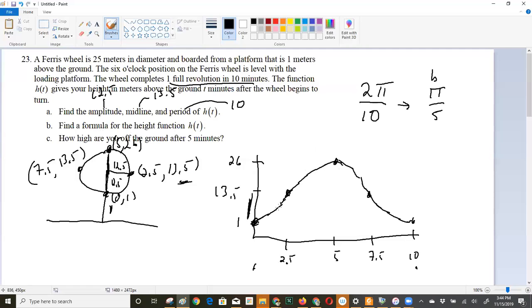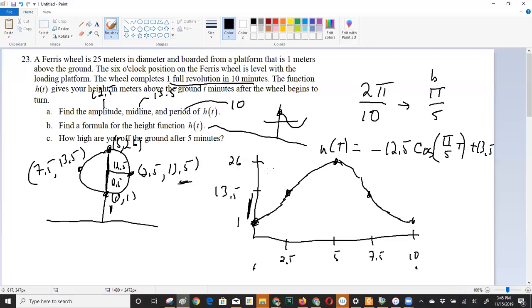Find a formula. Well, I see a cosine graph because I know normally cosine graphs start up on the y-axis, then come down, right? So I see a reflected cosine graph. So negative 12.5 is my amplitude. The cosine is not shifted left or right, so I can just put π over 5 times t, but it is shifted up 13.5. So that's my function, h of t equals this. And then I can use that for some further work.